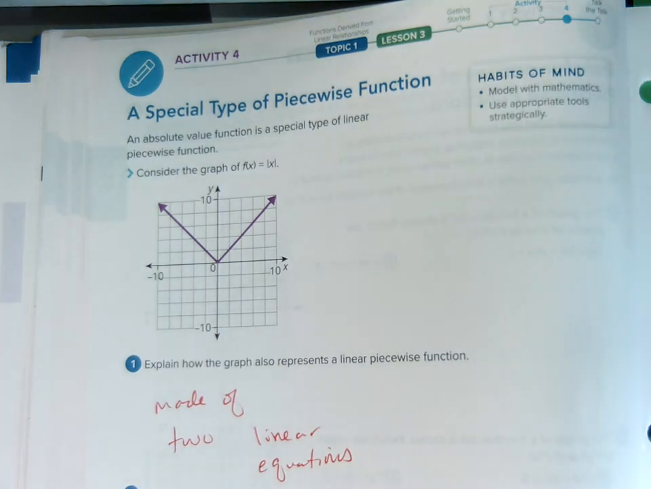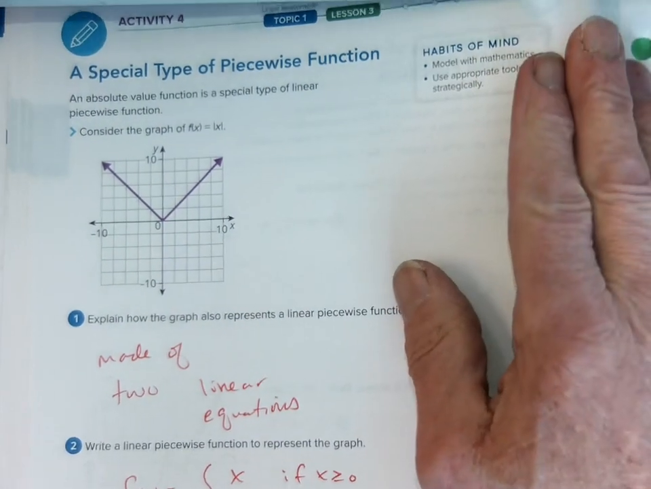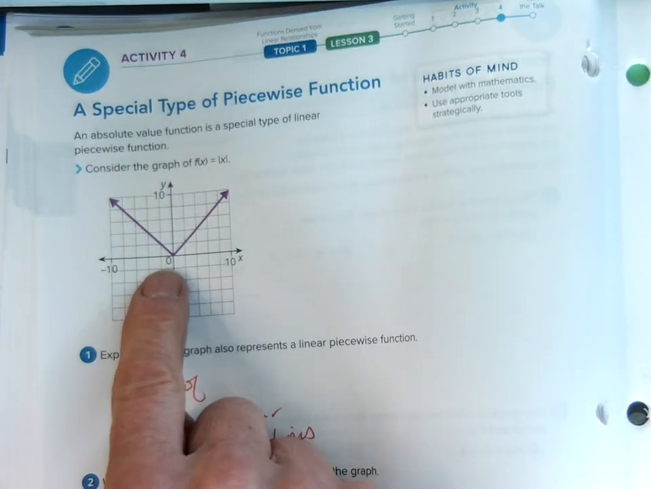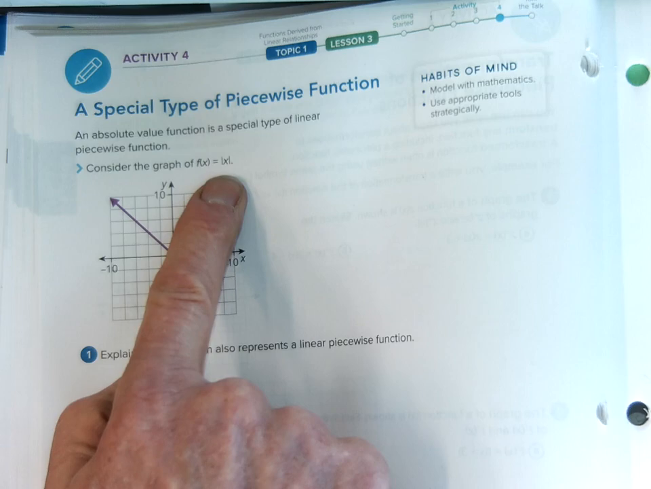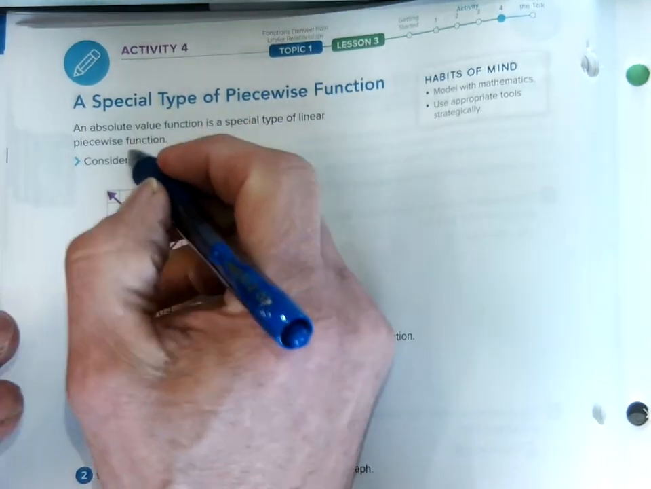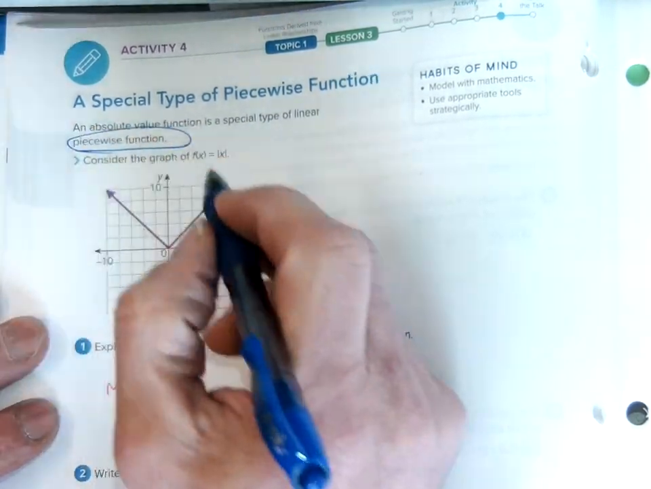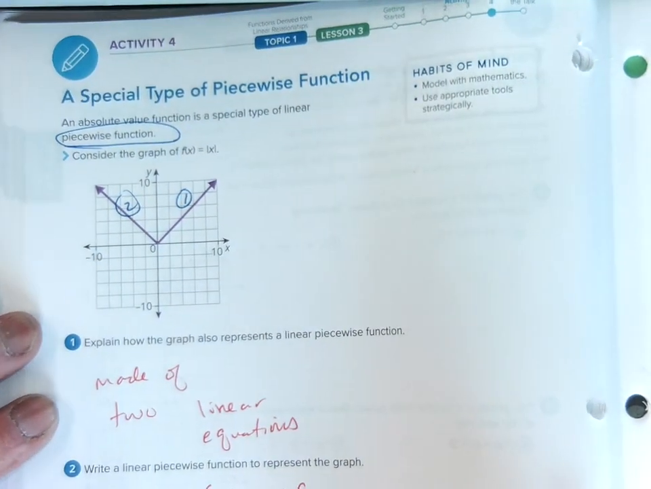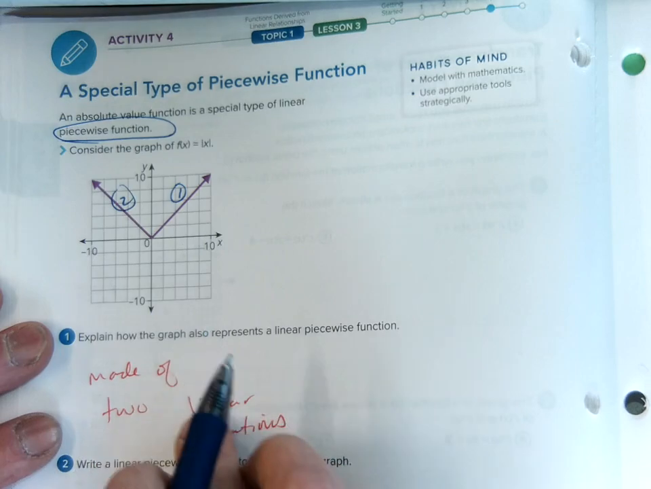Okay, everybody, we're on page 508, and I think we already know how to do this, but let's go over this again, okay? If I take a look at this graph, it is the absolute value of x, but it can be done as a piecewise function because there are two different equations, two different straight lines, okay? The two lines connect, it makes two lines.